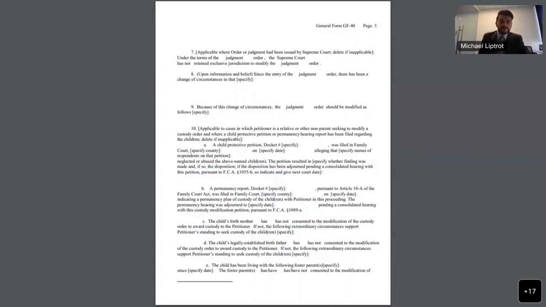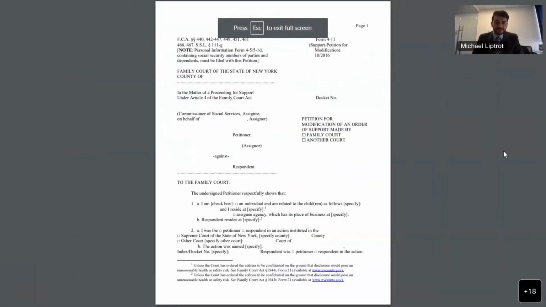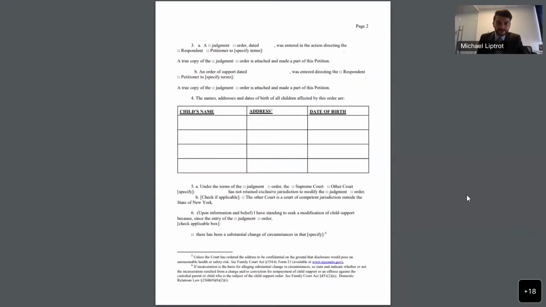And then if we could just hop over to the support modification petition. Yeah, we just click that support modification. Yep. And this, like I said, if you're looking to modify custody and support, you're going to be filing two petitions, and this is the other form that you would base your petition off of. You'd make sure to include the original order. And paragraph 6 here.